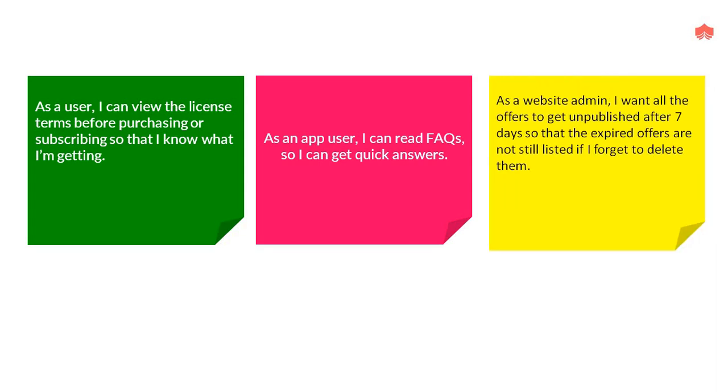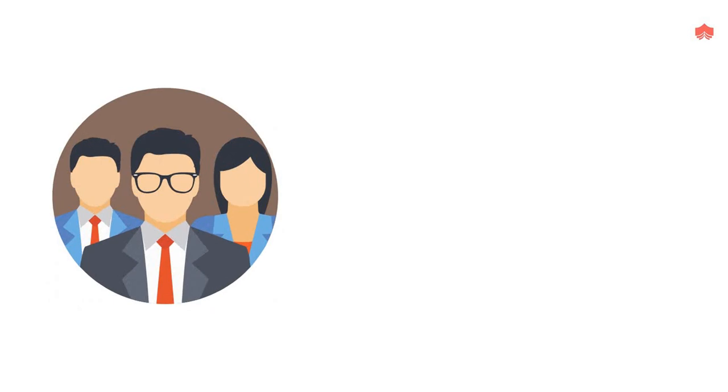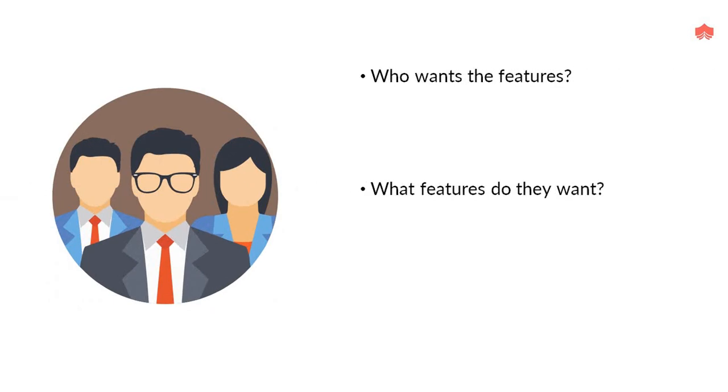As a website admin, I want all the offers to get unpublished on the website after 7 days of publishing, so that the expired offers are not still listed if I forget to delete them. In all these examples, it is clear who wants the features, what features they want, and what benefits they will get with the additional functionality.